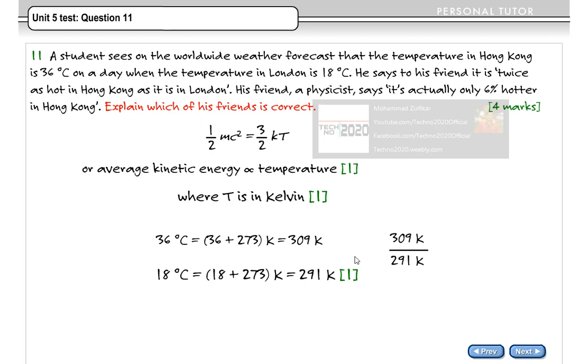We can now calculate the ratio of the Kelvin temperatures by dividing one by the other. The ratio works out to be 1.062, which is about 0.06 or 6% bigger than 1. So we could say that the temperature is about 6% hotter in Hong Kong, and it is the physicist who is correct.